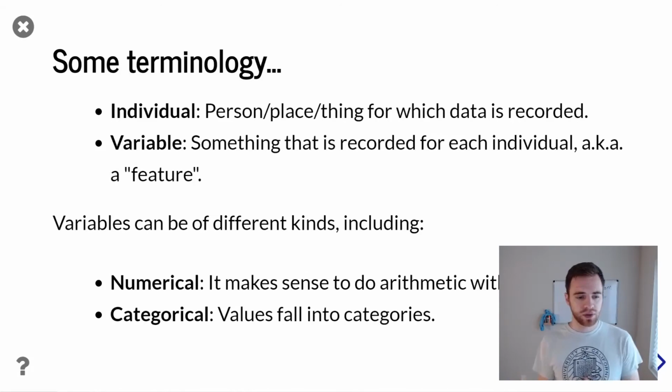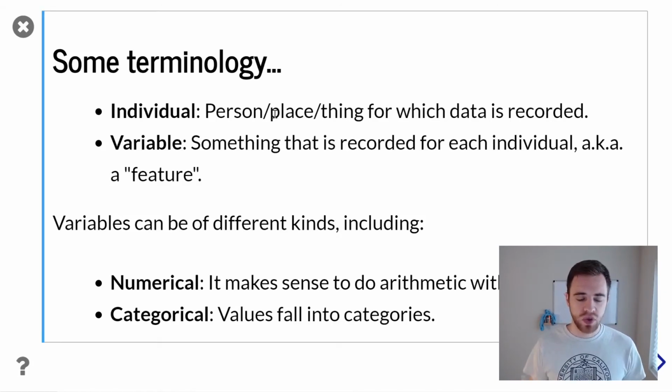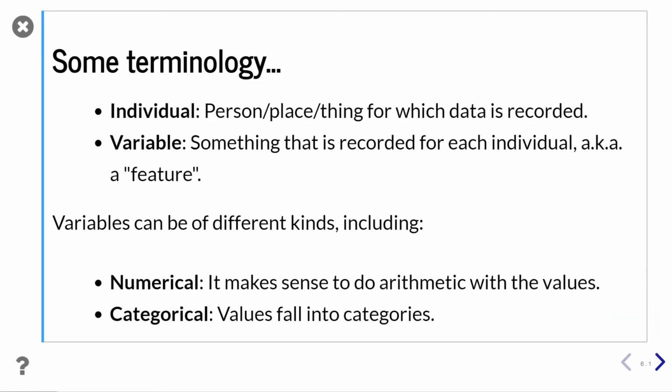Before we take a look at any one type of visualization, let's lay down some terminology. The first thing is an individual. We mentioned this in the first lecture. An individual is just any person, place, or thing for which data is recorded. So even though the word individual suggests a human person, it doesn't have to be. It's just a thing. It could be a movie in a data set of movies, for instance.